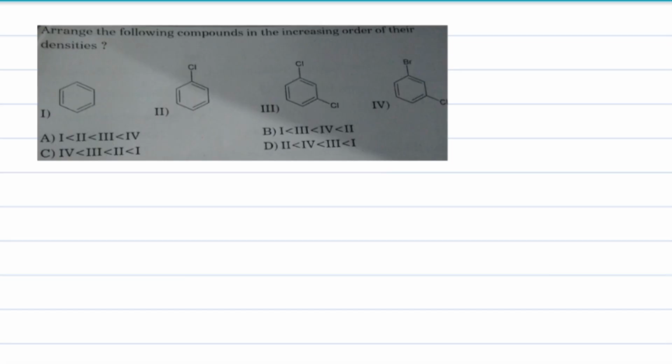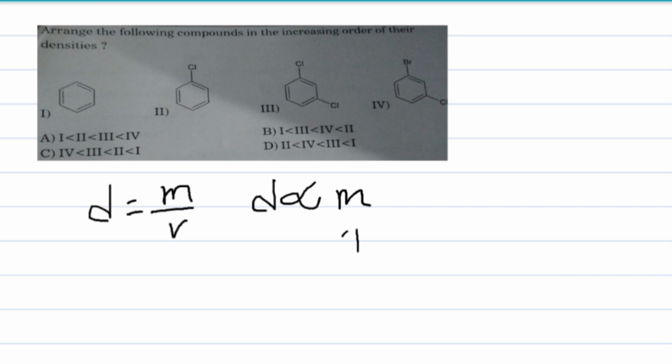Next, coming to the fourth question. Arrange the following compounds in the increasing order of their densities. So they are asking the density order. What is the formula for density? Mass by volume. So density is directly proportional to mass. If mass is increased, then density also increases.